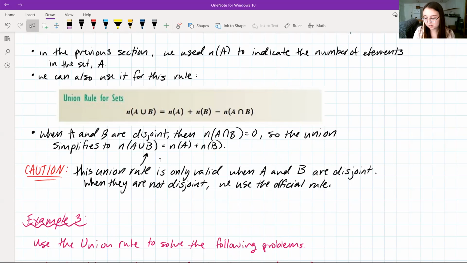By official rule, we mean this official rule. So this little cheat rule, N of A union B is equal to N of A plus N of B, only works when we have disjoint sets. But if they're not disjoint, we use our official rule.